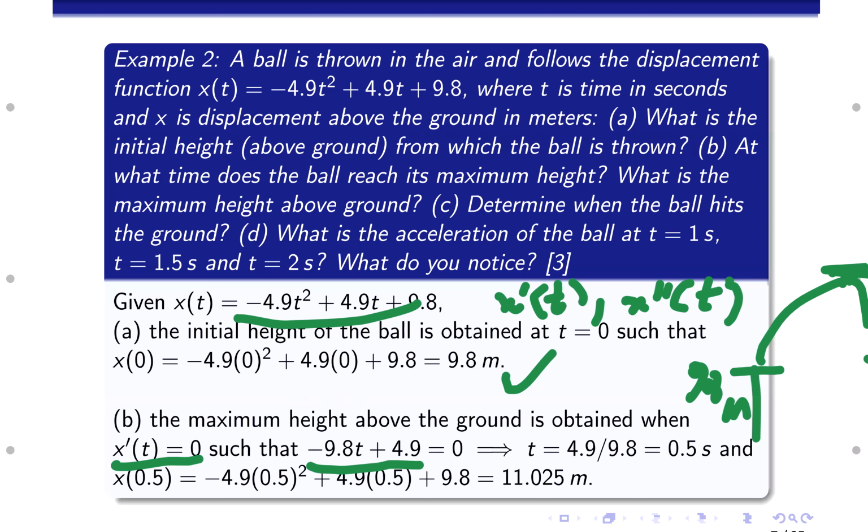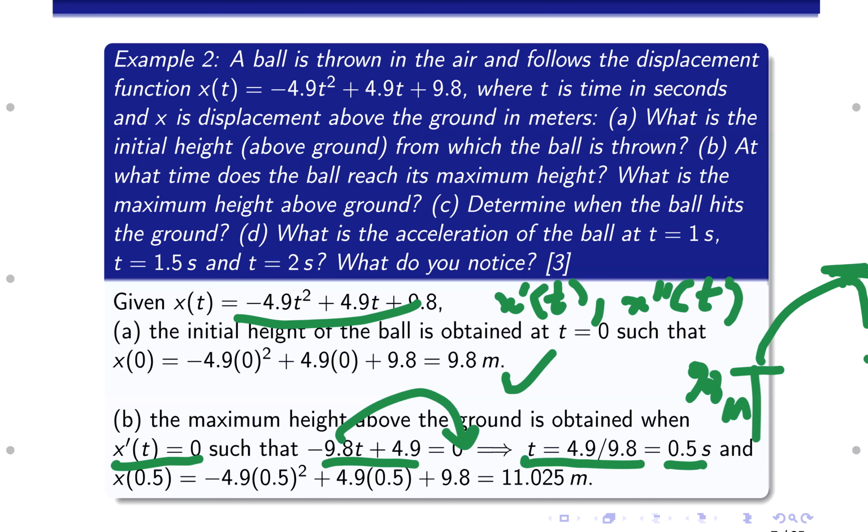So then we are solving for t because that's what we are asked to do. That implies that, since you're looking for t, you can transfer minus 9.8 t to the other side. So you have 9.8 t equals 4.9. That means that t itself is 4.9 divided by 9.8. That means it is 0.5 seconds. So the ball reaches its maximum height at t equals 0.5 seconds.